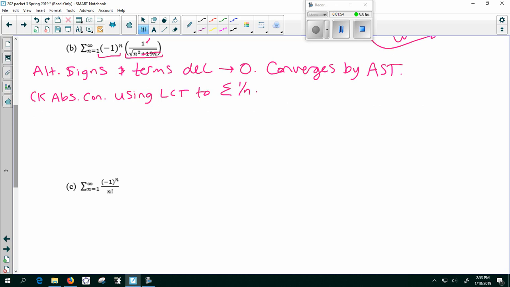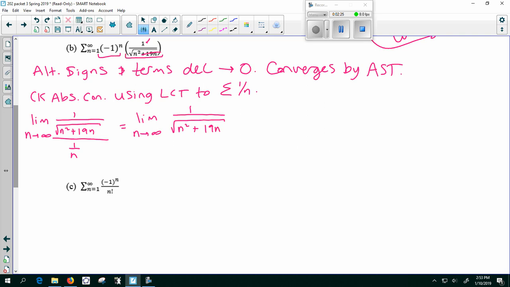Okay, so I'm going to use the limit comparison test again. So I take the limit as n goes to infinity of a generic term from my sequence, 1 over the square root of n squared plus 19n, and compare it to a generic term from my comparison sequence, 1 over n. So this is the limit as n goes to infinity of 1 over the square root of n squared plus 19n times n over 1.